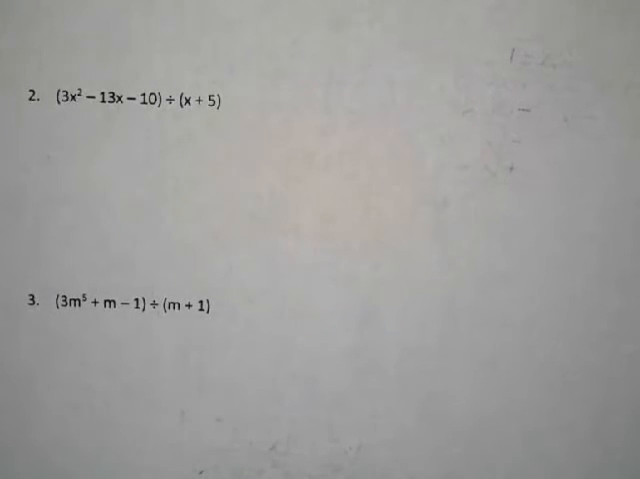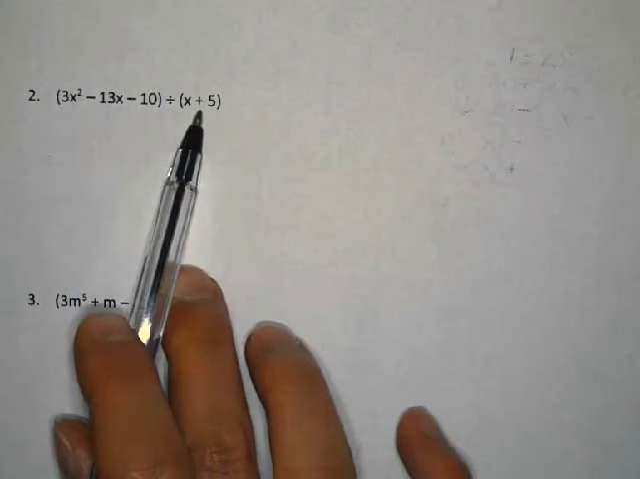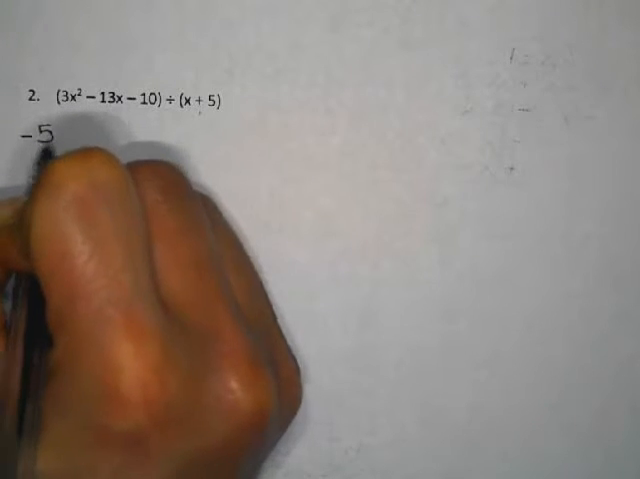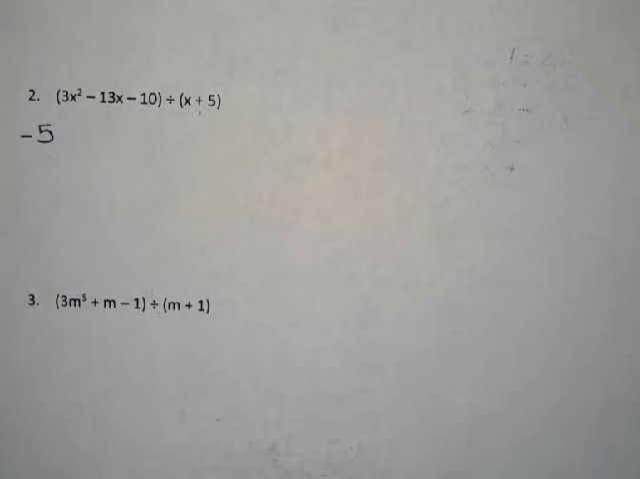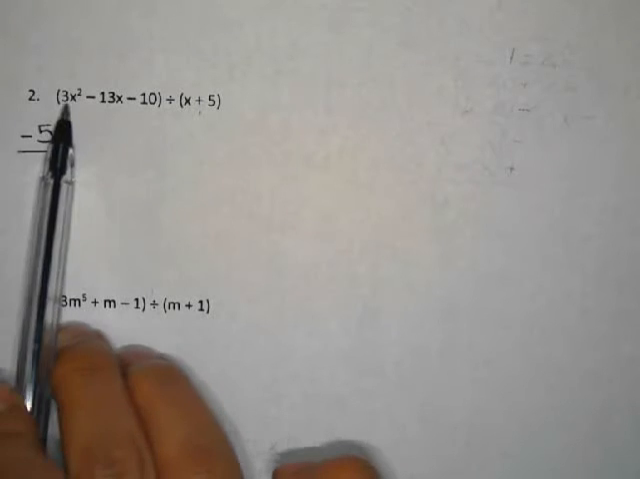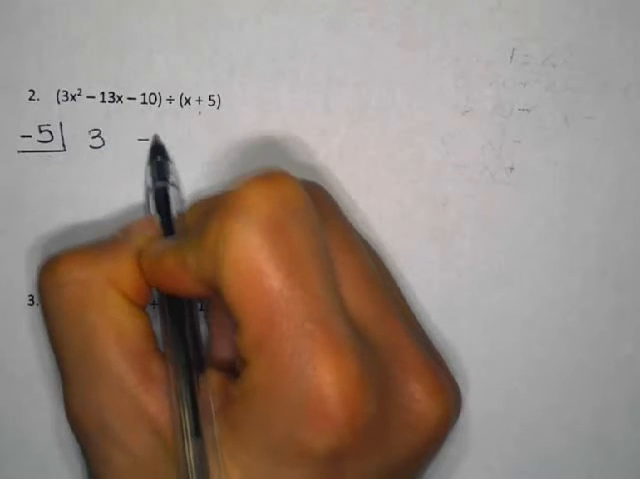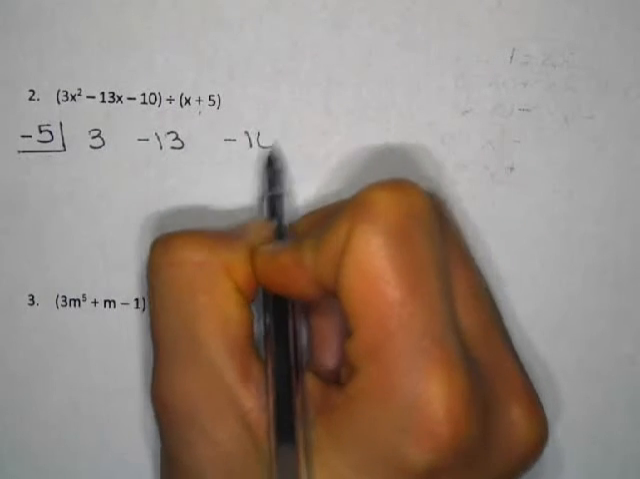Number 2 is 3x squared minus 13x minus 10 divided by x plus 5. Now again, our divisor from step 1 says it's supposed to be x minus c. Since this is a plus, that means that our divisor c is actually a negative 5. Now I always like to put that in the box. Next, we're going to write out the coefficients of our polynomial here. So we have 3, negative 13, and negative 10.